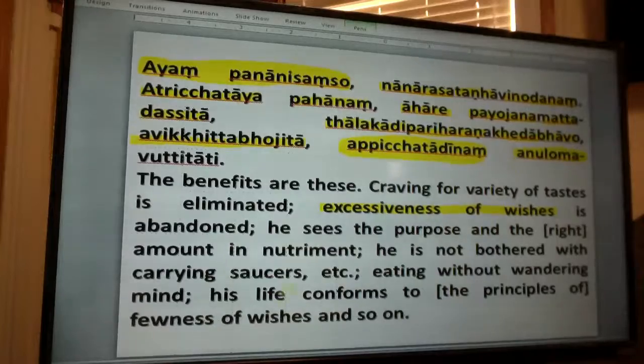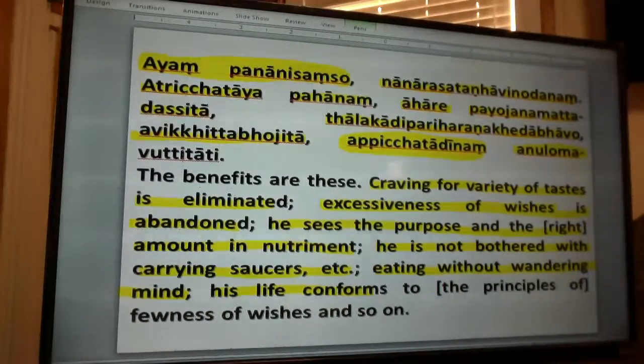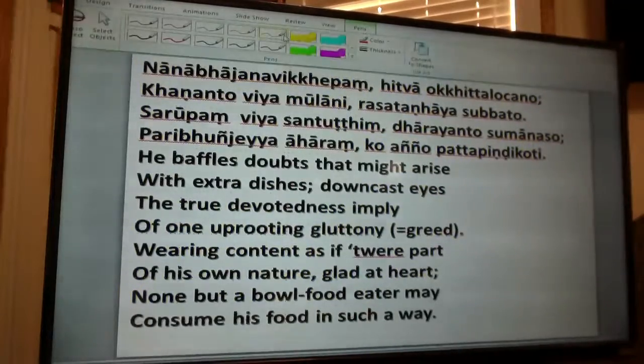So these are the benefits the person who follows the full eater practice gets. Craving for a variety of tastes is eliminated. Greed is abandoned. And all the time he sees the purpose and the right amount of nutrition. And he is not bothered with carrying many different kinds of containers, etc. And he eats without a wandering mind. And his life conforms to the principle of fewness of wishes, and so on. Yeah, he will get these benefits easily from the practice. Okay, so we conclude with the verses like this here.